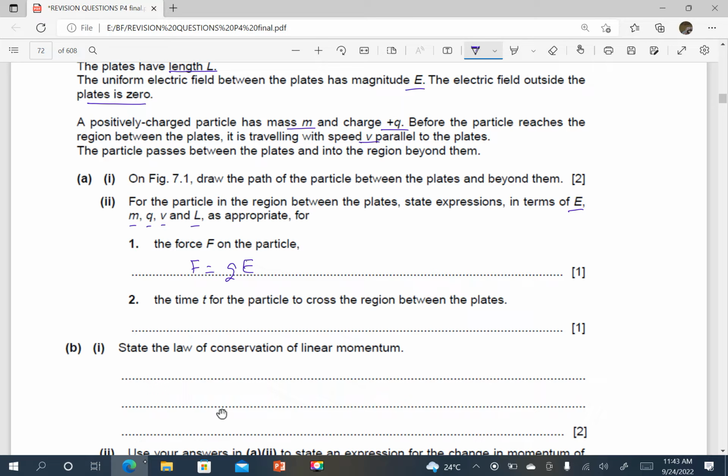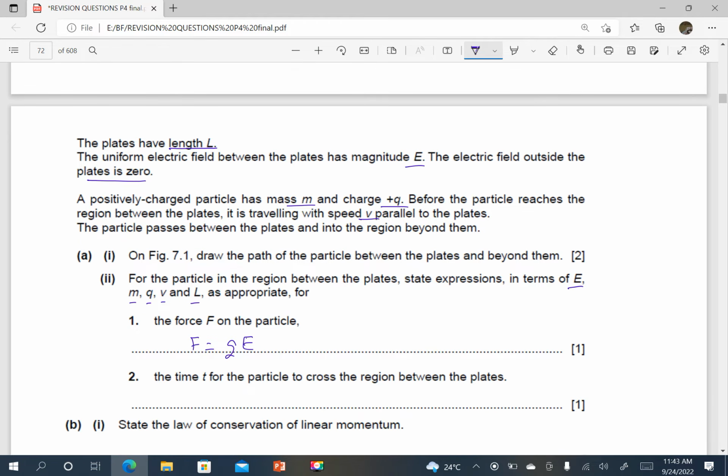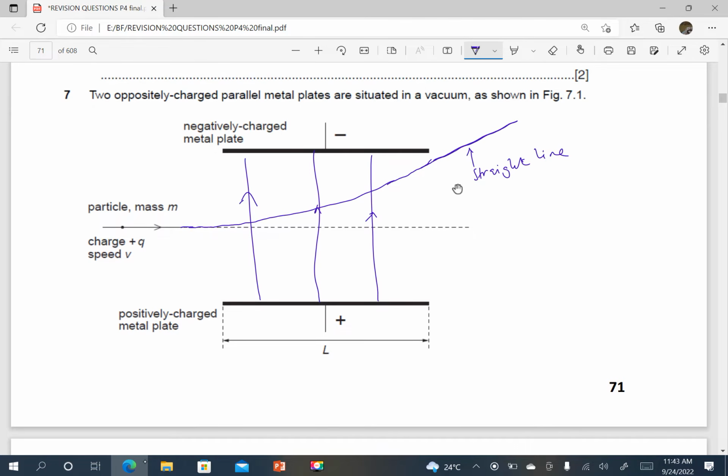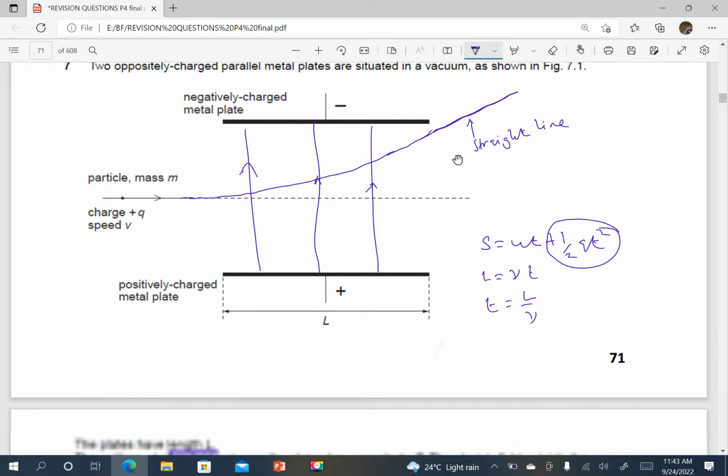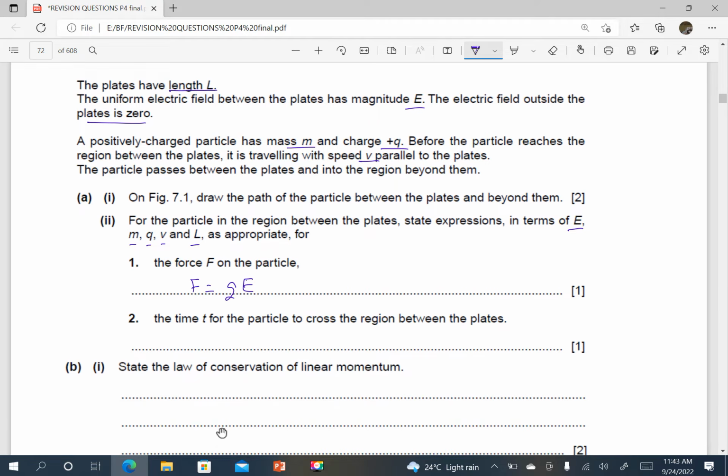Then the time T for the particle to cross the region between the plates. So if we consider horizontal motion, s is equal to ut plus a half at squared. There is no resultant force in the horizontal, so the acceleration is 0, so that part will be 0. Displacement in the horizontal is L, initial velocity is v, and then the time will be T. So T will therefore be L over v, where L is the length of the plates. So our answer T is equal to L divided by v.